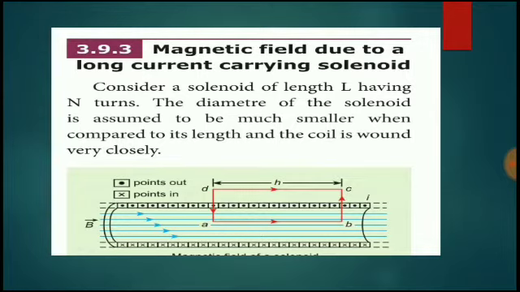Now see this. Consider a solenoid of length L, having n number of turns. The diameter of the solenoid is assumed to be much smaller when compared to its length. So length is greater than diameter. The coil is wound very closely, that means the number of turns is very high. Therefore, there is only a small gap between each turn.